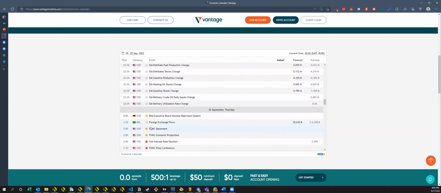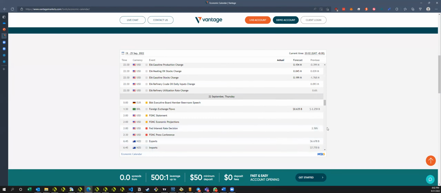I think the big one this week would be happening in about 4 hours time. That'll be the FOMC statement. We are looking at a 75 basis point increase or a 100 basis point increase. So later when we are talking about the dollar index, I would cover what I think would happen if it's a 75 basis point increase versus a 100 basis point increase.